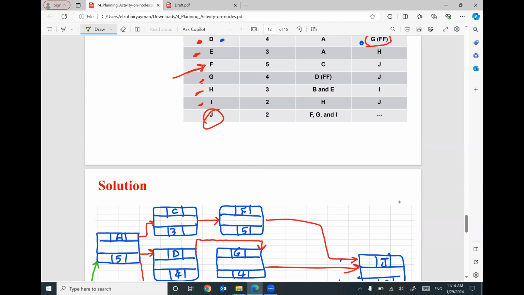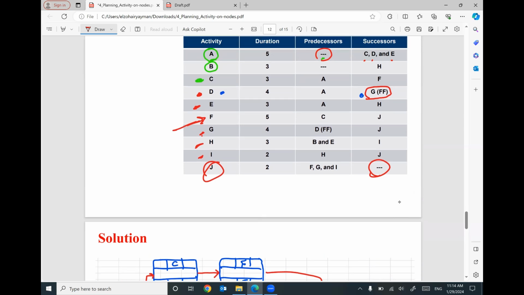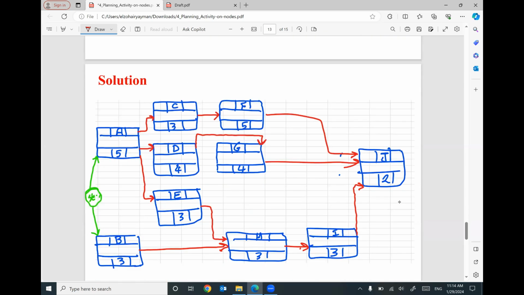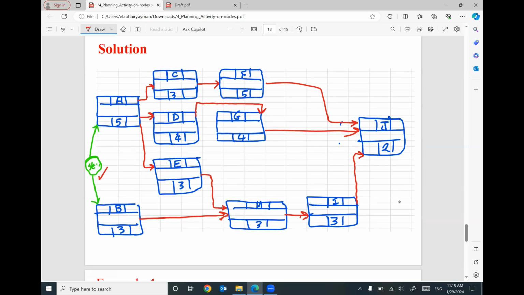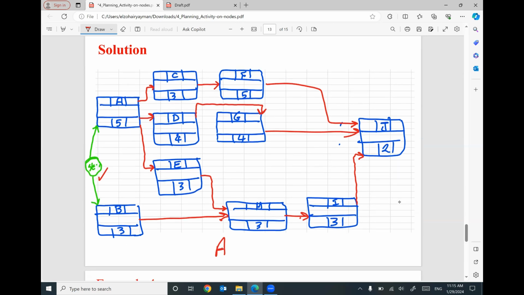And J looks like is the last one without any successor, and the predecessors are F, G, and I. Looks good. So I will start the project with two activities. So I constructed this node, and I will finish the project with one activity, which is called J. This network is called activity on node.